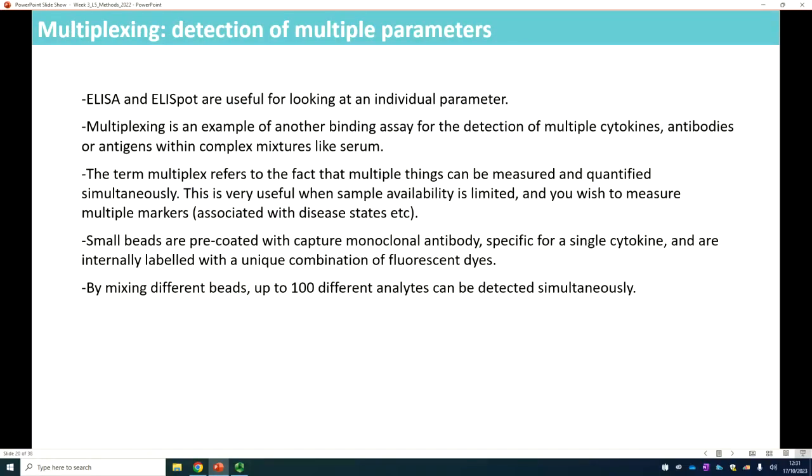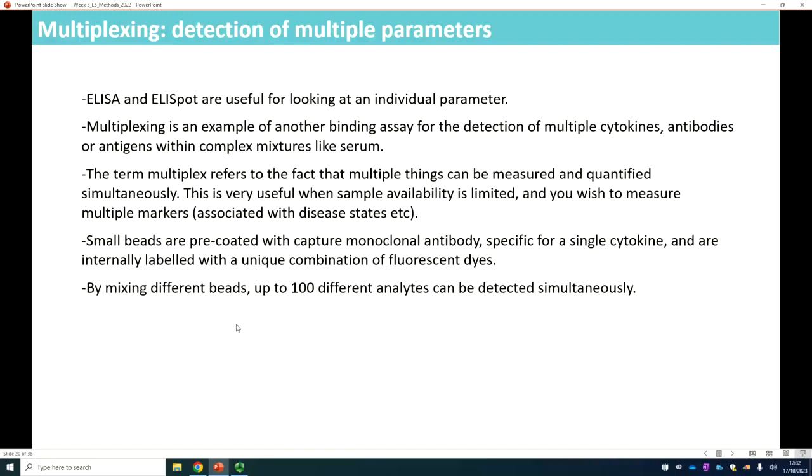And then we can move on to multiplexing. So ELISA and ELISpot are really useful for looking at a particular specific individual parameter. But multiplexing is an example of another binding assay where we can look at the detection of multiple cytokines or antibodies or antigens within a complex mixture such as serum. And multiplexing really refers to the fact that multiple things can be measured and quantified at the same time. So this is particularly good when, let's say, the sample is limited and we wish to measure multiple markers that are associated with particular disease states.